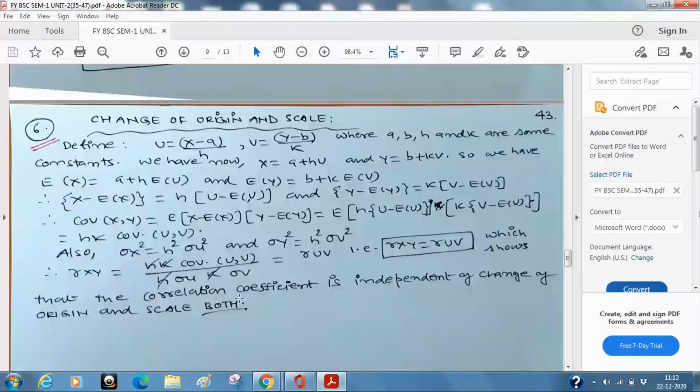Very few measures in statistical analysis are free from the change of origin and scale both. Before I proceed further, remember three points very clearly. Number one, we have calculated a central tendency measure, the arithmetic mean. We applied the concept of change of origin and scale there also, and we have seen that the mean is affected by change of origin and scale both.